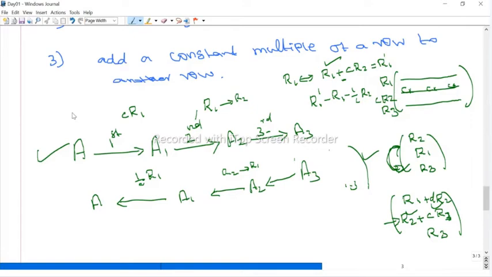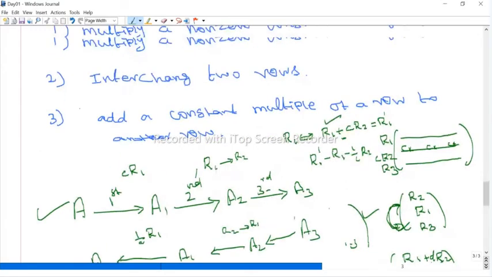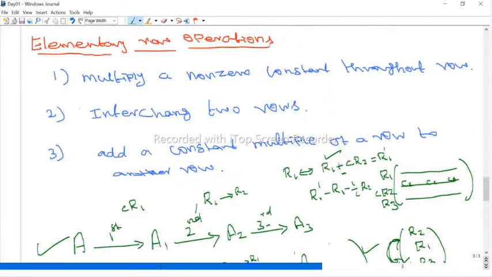Okay, so this is elementary row operation. These three are the first kind, second kind, third kind. This is very important. We can multiply a non-zero constant to some row if you want. Suppose if you want to interchange two rows, you can allow. That is one more operation. And then you can add a constant multiple of one row to another row. That is also allowed. These are all elementary row operations.